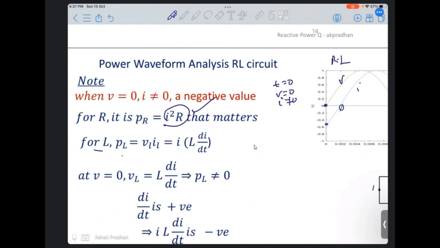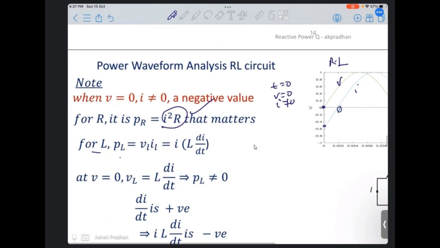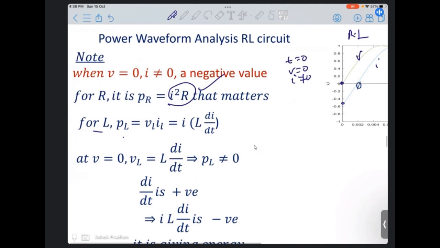PL is VL times IL, but VL is nothing but L di by dt, into I. So both the resistance and the inductance depend on the corresponding current. However, the current is governed by the voltage, but you see here that no V term appears. So both are dependent upon the corresponding current. I square R will be there because I is non-zero at t equals 0.